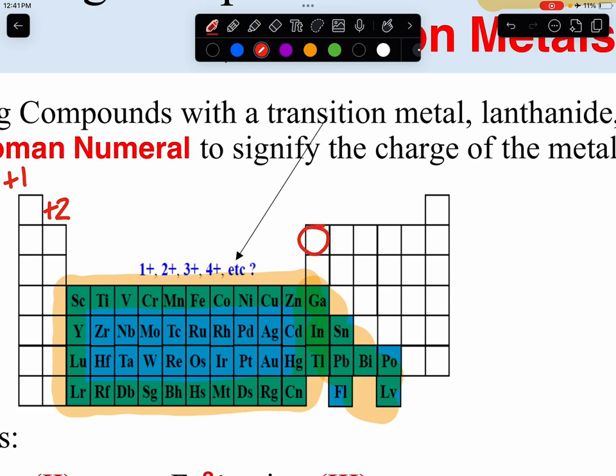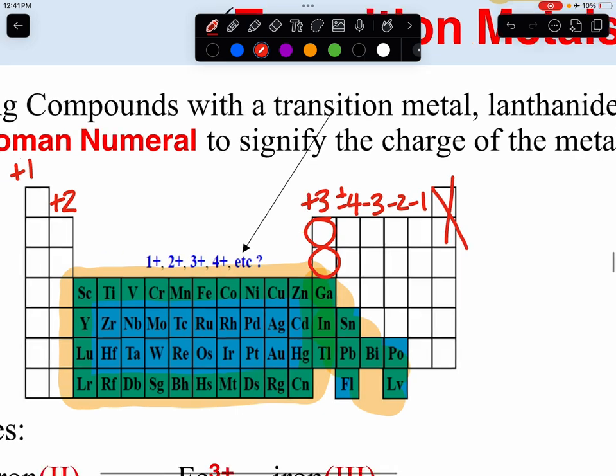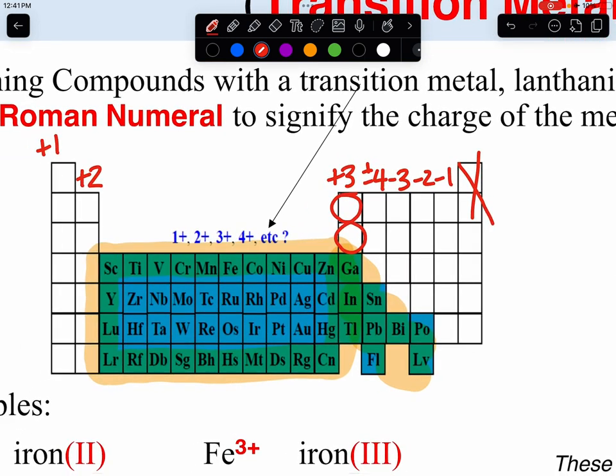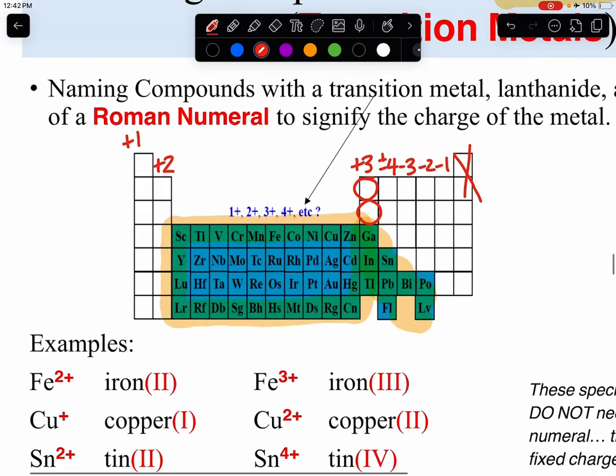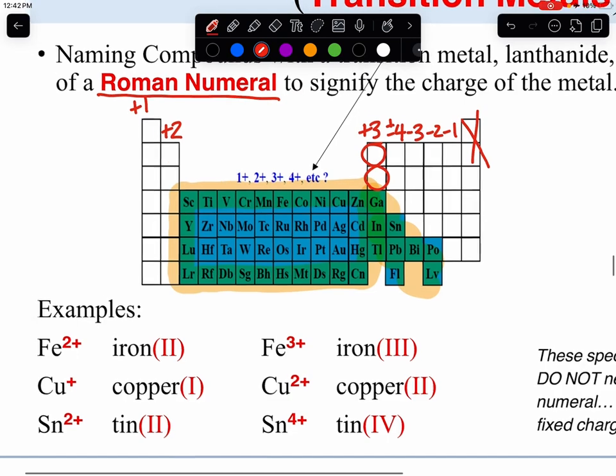So we have learned thus far, group 1 is always +1, group 2 is always +2. Typically group 3, especially right here and right here, is +3. Then we have a plus or -4. Then we have -3, -2, -1, and this we don't really form ionic bonds. The ones I have in red never change, but the ones in the center do. Okay? So what we have to do is use Roman numerals to indicate the charge.